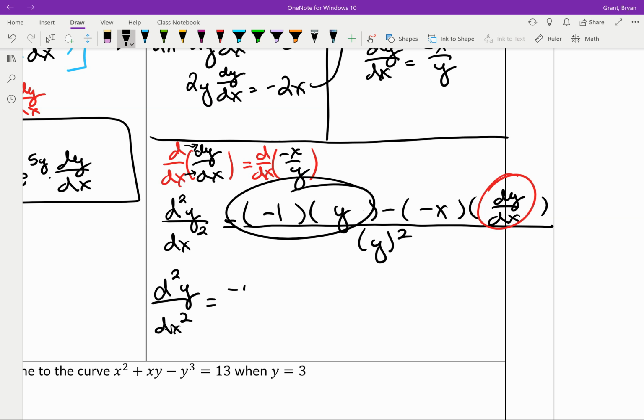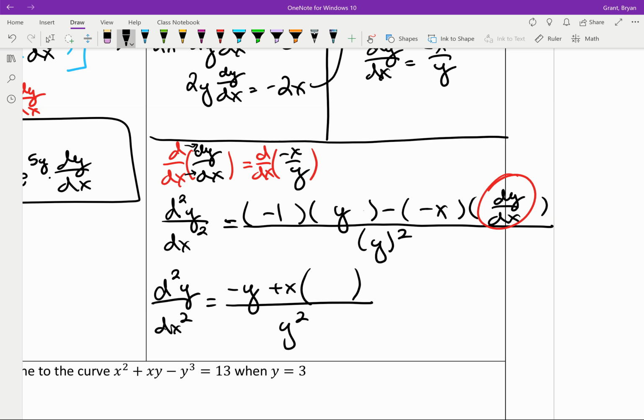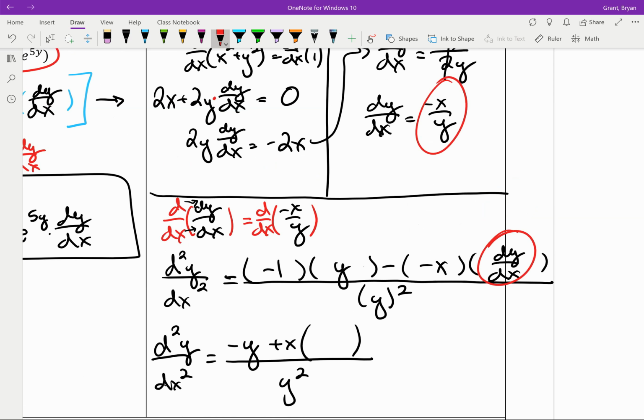This will, of course, become negative y, and then we have 2 negatives that turns into a positive x times something. We'll get back to that, divided by y squared. But what do we do with dy dx? Well, we know a way to replace dy dx that only has x's and y's, because we know dy dx is negative x divided by y. And that is probably as good as we need to go, I think.